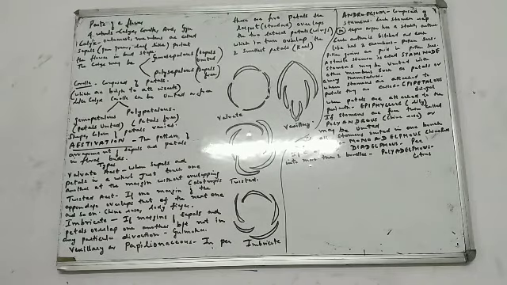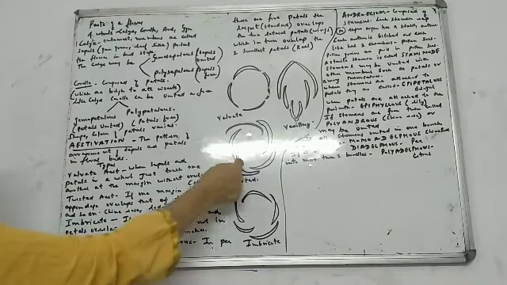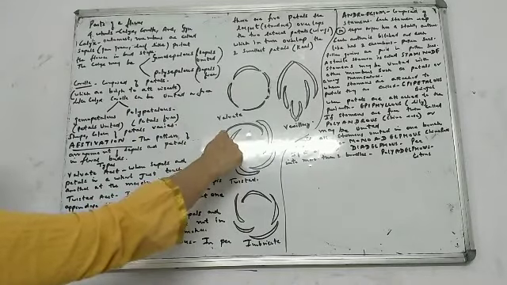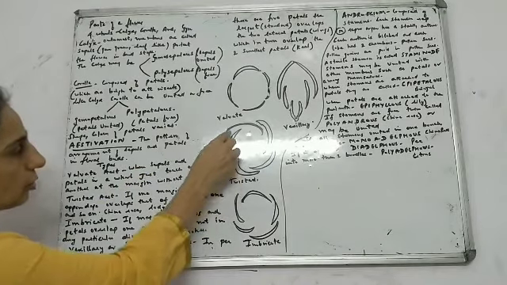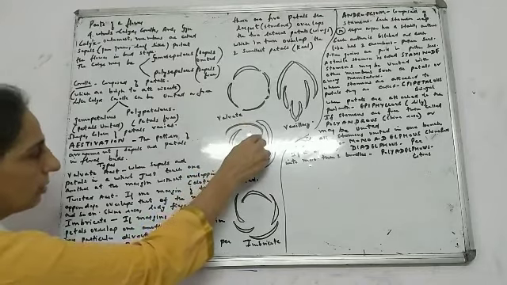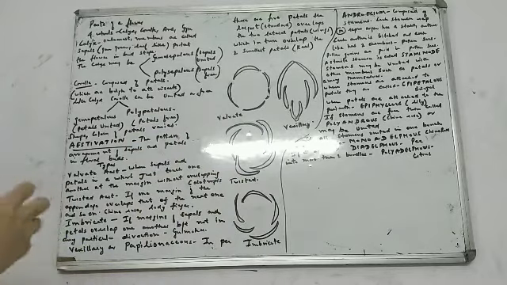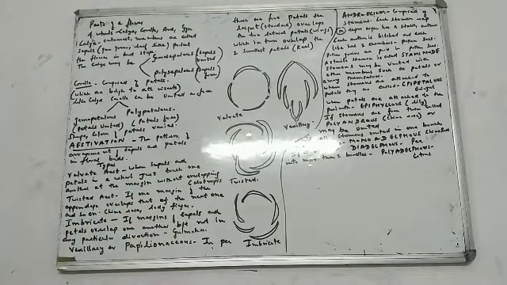T-W-I-S-T-E-D, twisted estivation. See beta, if one margin of the appendage overlaps that of the next one and so on. See over here, this margin is overlapping this one. Similarly, this is overlapping this one, and this one, and this one. So if one margin is overlapping, such kind of an estivation is known as twisted estivation. One margin only is overlapping.